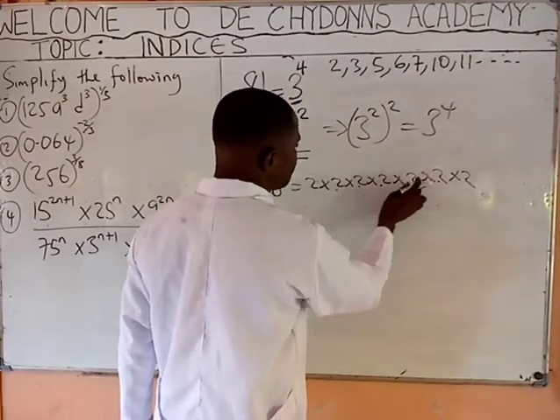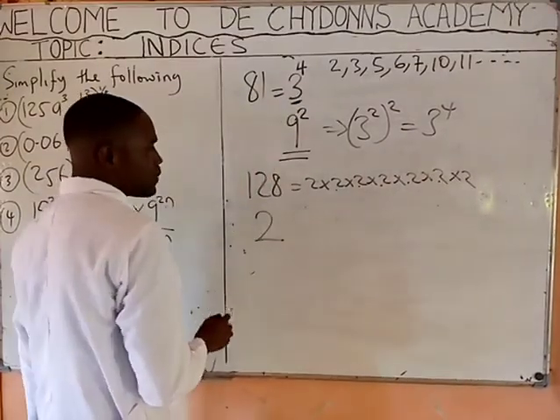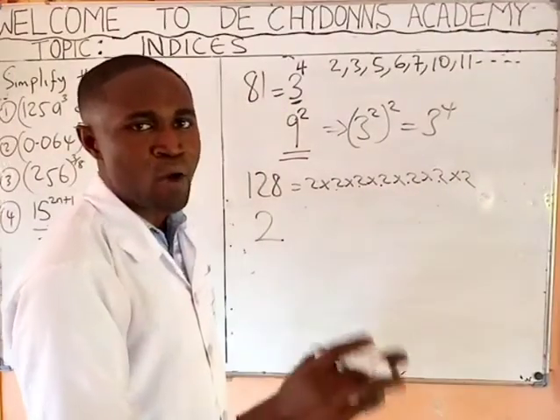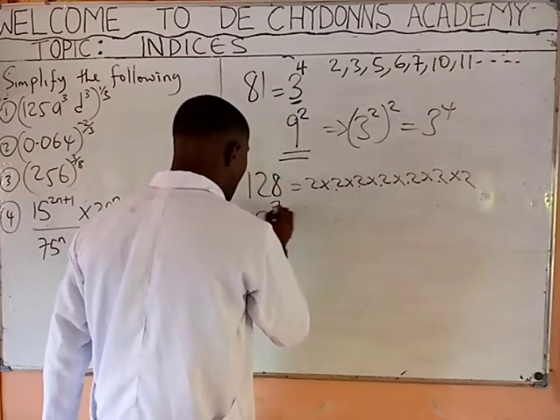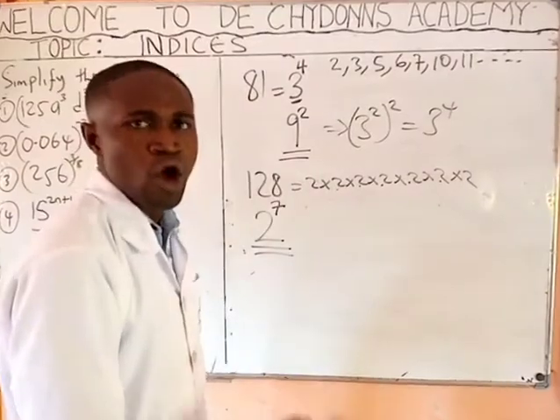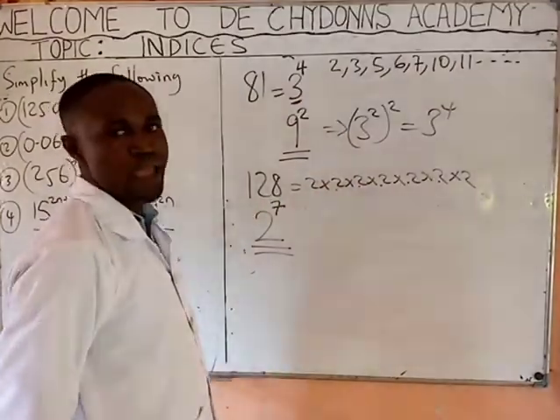1, 2, 3, 4, 5, 6, 7. I got it from 2, right? How many times did I multiply that 2? That is what the index or power will answer. 1, 2, 3, 4, 5, 6, 7. 2 raised to the power of 7. I'll say this is the basic index form, or the simplest index form, of this 128.